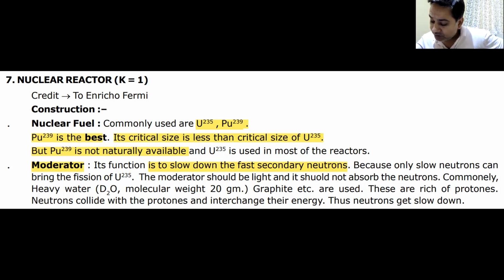Heavy water, D2O, is used as a moderator. You can also use graphite as a moderator. Neutrons will get slowed down, and that is the function of a moderator. The moderator should be light and it should not absorb the neutrons. Its only purpose is to slow down the neutrons, and that is done by heavy water or graphite. Please note this down. Moderator, what is the use? One line. What is the moderator? Second line. What it should do, what it should not do.